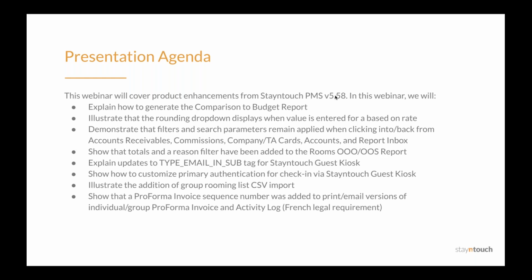We'll also show that totals and a reason filter have been added to the rooms out of order and out of service report, explain updates to the type email in subtag for Stayntouch Guest Kiosk, explain how to customize primary authentication for check-in via Stayntouch Guest Kiosk, illustrate the addition of the group rooming list CSV import, and finally, we'll show that the Proforma invoice sequence number was added to print and email versions of the individual and group Proforma invoice and activity log, and this is a French legal requirement.